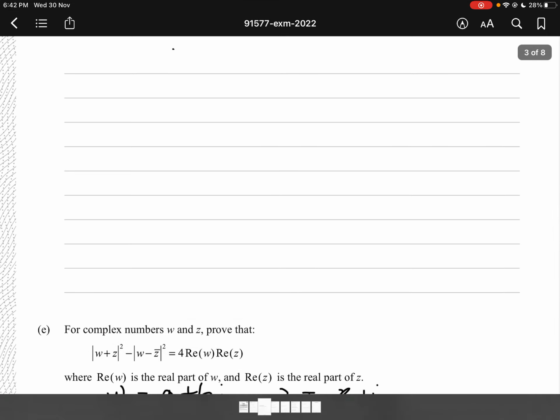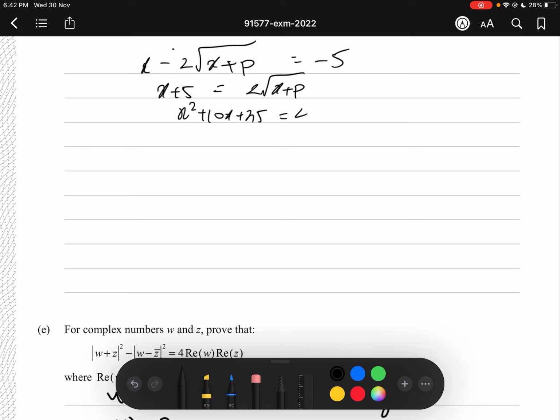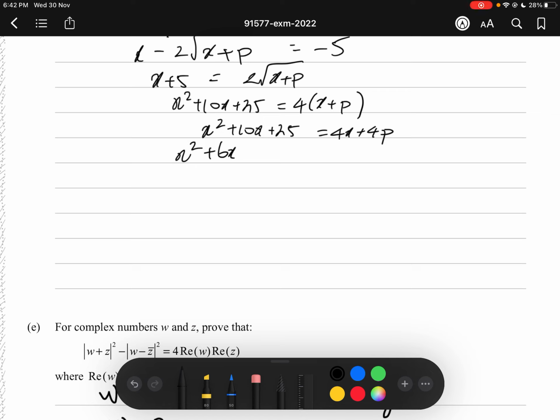Okay, apologies. So what we had was x minus 2 square root of x plus p equals negative 5. So in this case, let's move the square root to one side by itself and then move everything else to the other side. So we have x plus 5 equals 2 root x plus p. And let's find the square of both sides. So we have x squared plus 10x plus 25 equals 4 times x plus p. So x squared plus 10x plus 25 equals 4x plus 4p. And in this case, we'll have x squared plus 6x plus 25 minus 4p equals 0.